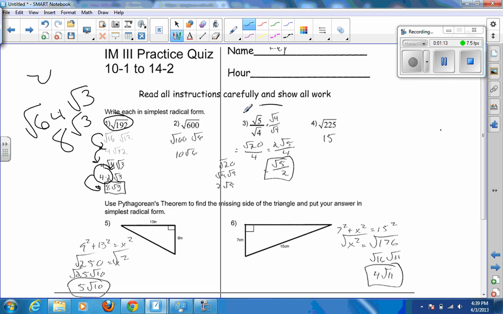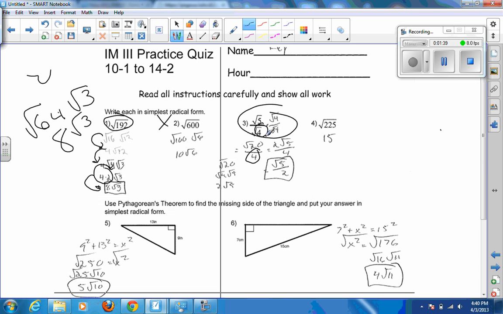Let's look at number 3. You can see 10 for yourself. Number 3, remember, if we have a radical in the denominator, we have to take that radical over itself and multiply straight across. So I get the square root of 20 on top. Remember, radical times radical gives me a radical. Square root of 20. And then remember, square root of 4 times square root of 4 gives me the square root of 16. What square root of 16 does give me 4 for an answer.